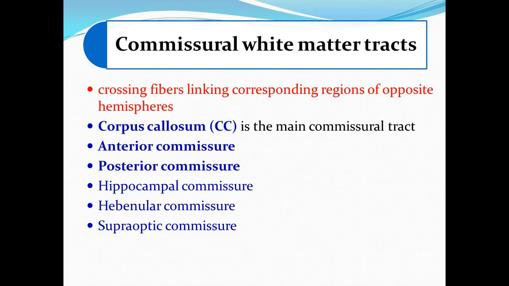The third category is the commissural white matter tracts. These white matter tracts are crossing fibers. These fibers cross from one cerebral hemisphere to the contralateral cerebral hemisphere. The main and largest one is the corpus callosum. There are some other commissural white matter tracts, including the anterior commissure, the posterior commissure, the hippocampal commissure, the epithalamic commissure, and the supraoptic commissure.